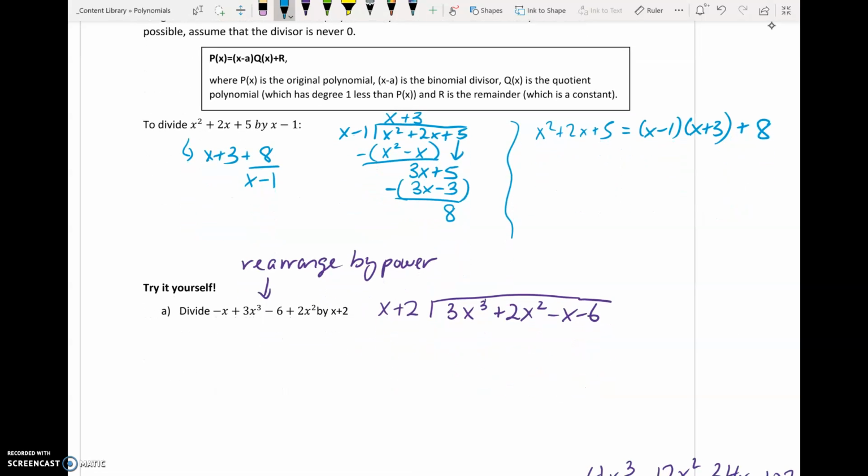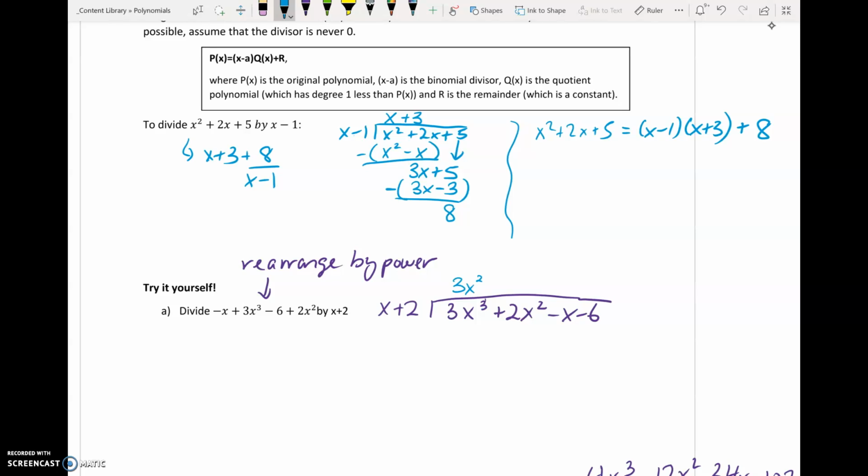I know this next one says try it yourself, but I'm actually going to do this with you, and then you can try B on your own. So the first thing you want to do is rearrange by power from the highest power to the lowest power when you're writing it inside your division sign. So you're going to start with 3x squared and then end with negative 6. And now we're going to do the similar format as before to do your long division. So I want to recreate 3x cubed using x. And we can do this by multiplying x by 3x squared.